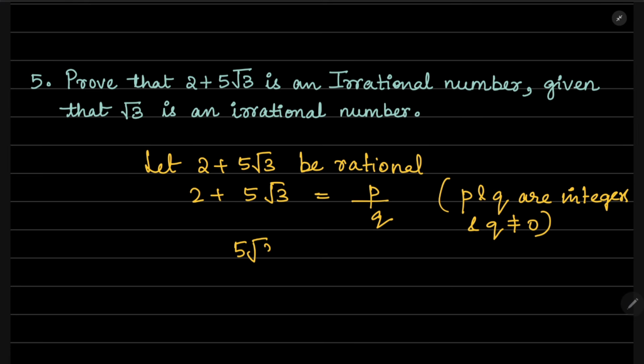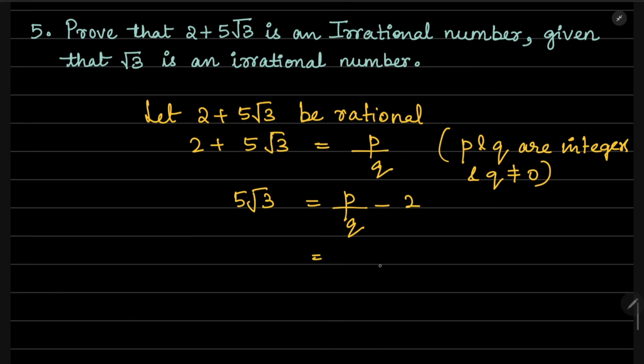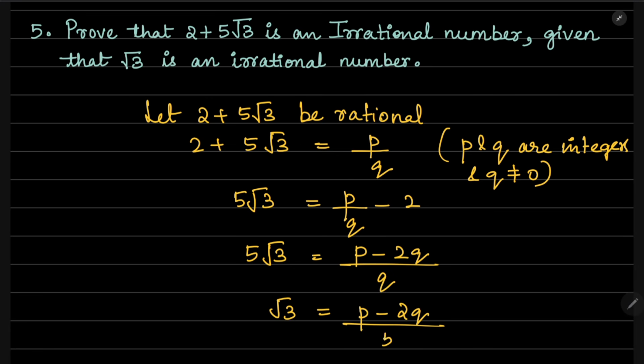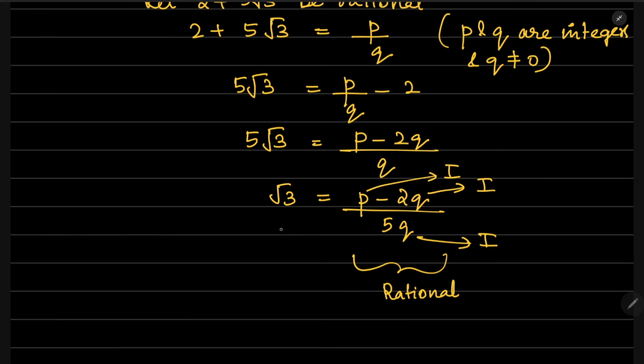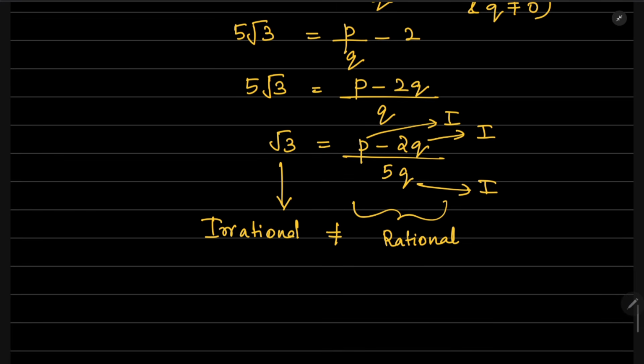Keep 5 root 3 on the left hand side, take 2 to the other side. So P by Q minus 2, take LCM. So you have (P minus 2Q) by Q. So root 3 equals P minus 2Q divided by 5Q. P is an integer, Q is also an integer, and the remainder is also an integer. So this is going to be a rational number and this is going to be an irrational number. And irrational cannot be equal to rational.